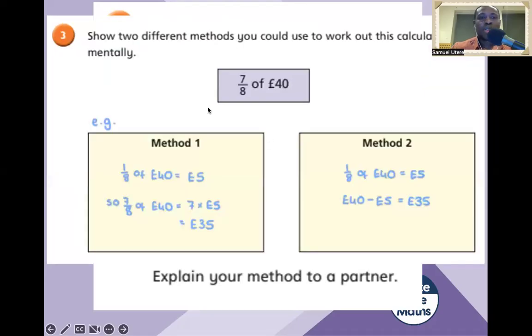For question 3, you were asked to show 2 different methods you could use to work out this calculation. Here are different methods you could do. You could do 1/8 of 40, which is £5, and then multiply by 7. You could also do 1/8 of 40, and then subtract that amount, 5, from 40, which will give you 35. So these are different methods that you could use.